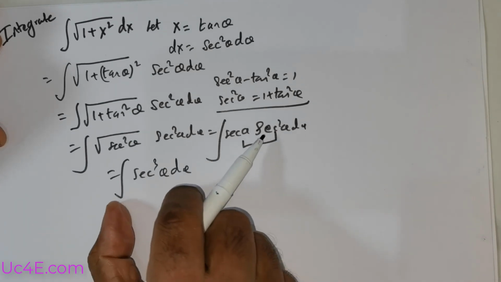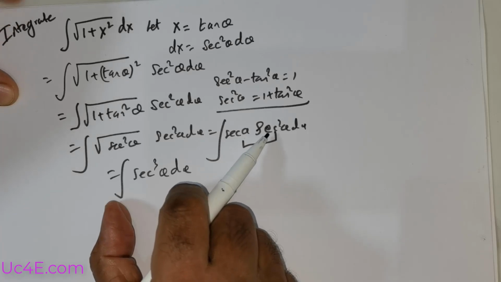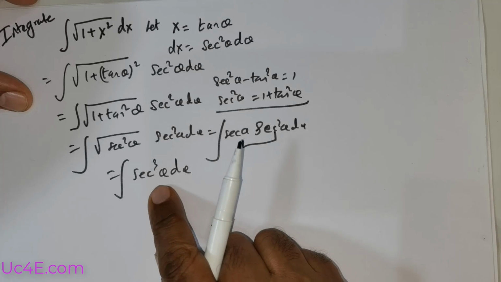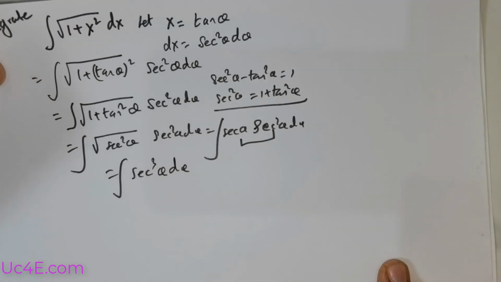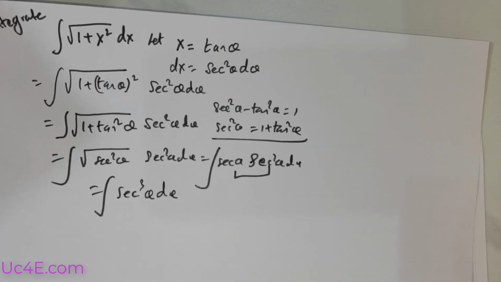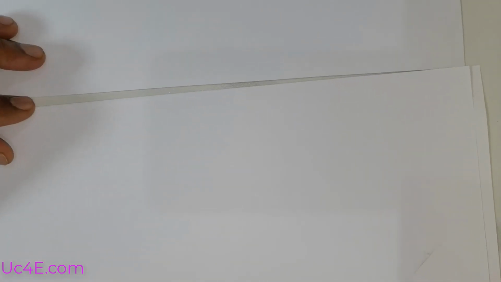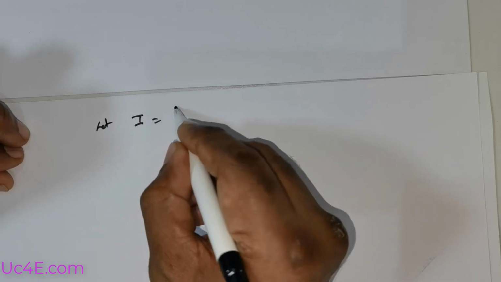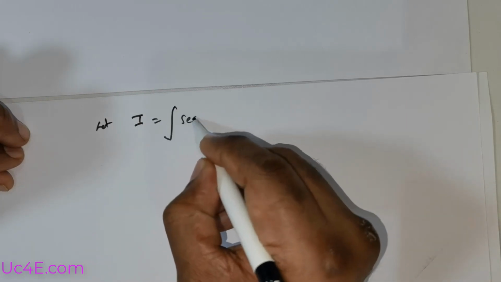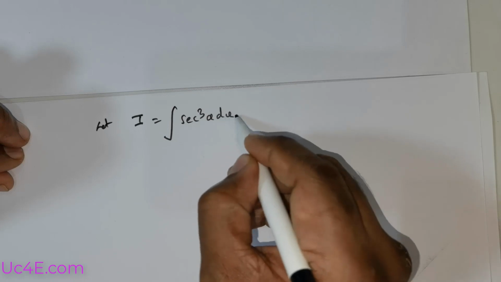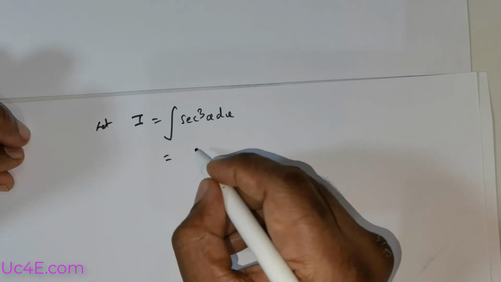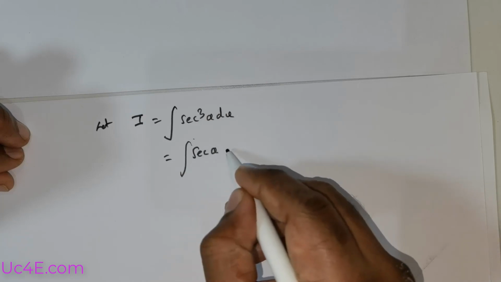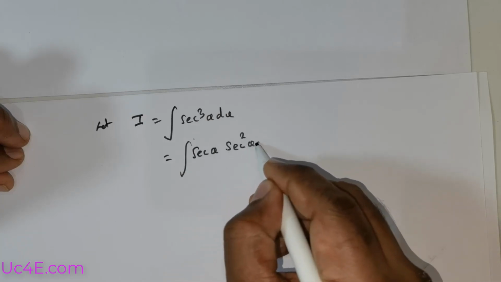Now this itself is a challenging question. What I wish to do is show you how to integrate this. Right, now let me go to this new page. So let I be equal to the integral of secant cubed theta d theta. Now I wish to write secant cubed theta as secant theta times secant squared theta d theta.